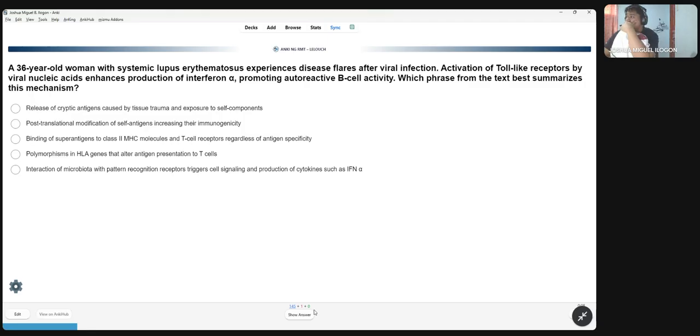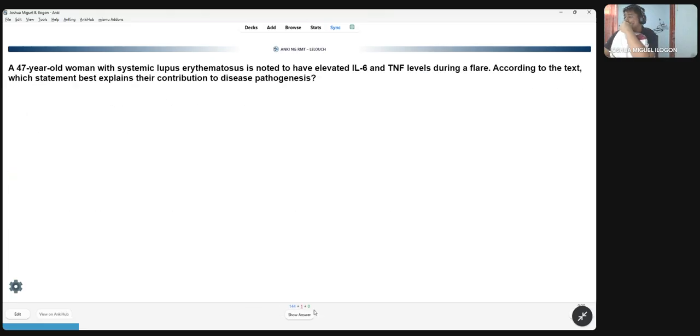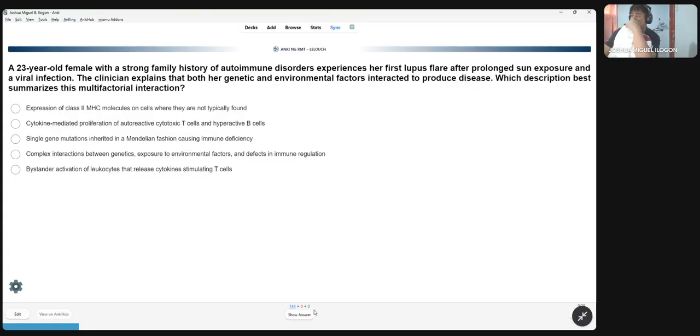Viral infection, toll-like receptors, viral nucleic acids, enhanced production of interferon alpha, autoreactive B cell activity. So, yeah, pattern recognition. Systemic lymphocytosis is noted to have elevated... This is your acute phase reaction. Sorry about that. Lupus flare, sun exposure, viral infection. I mean, yeah, genetics.